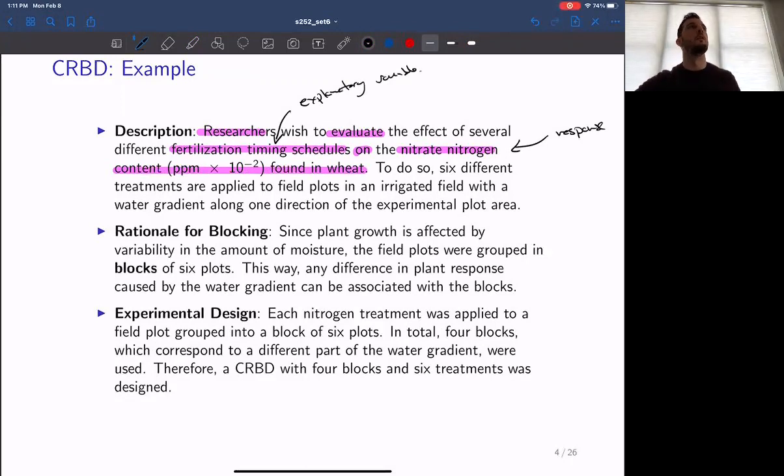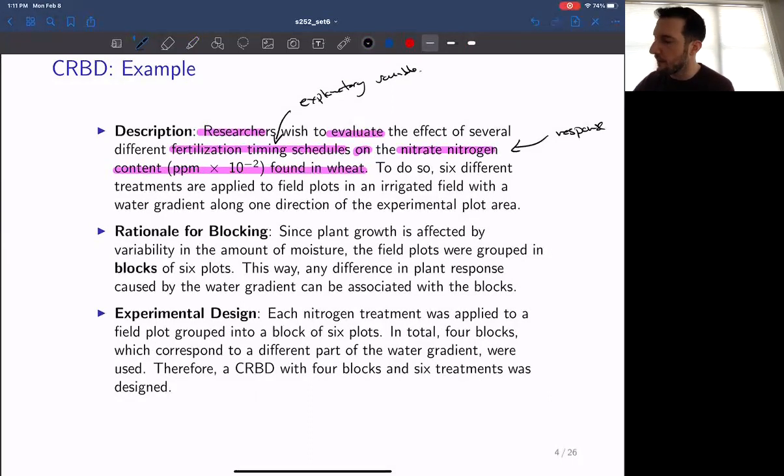Right? So we basically are asking here, is there a difference in the average amount of nitrate nitrogen found in wheat across the different levels of this fertilization timing schedule? So there's going to be 3 or more different timing schedules. Each timing schedule is going to produce wheat that has a certain nitrate nitrogen content, and we want to differentiate between the average amount of this quantity under each of the different timing schedules.